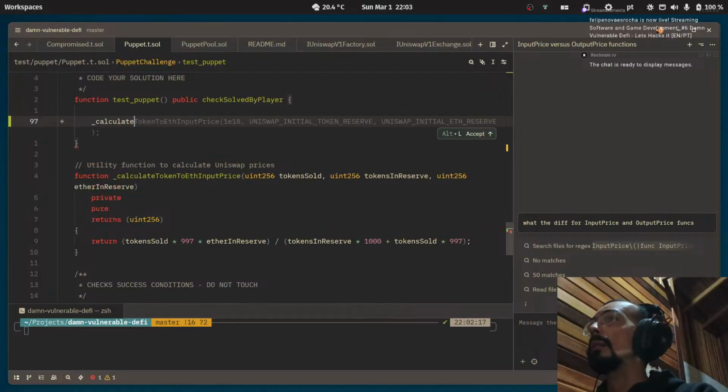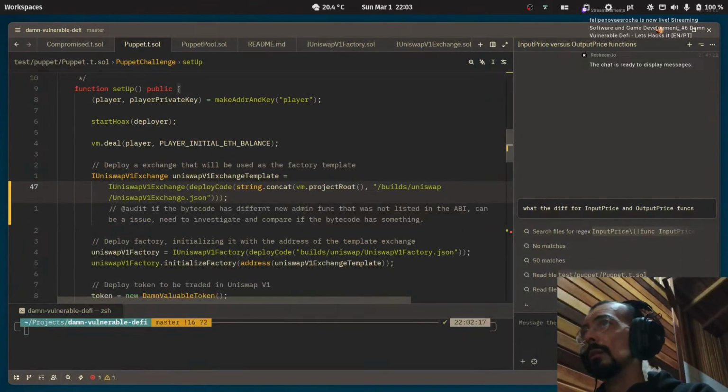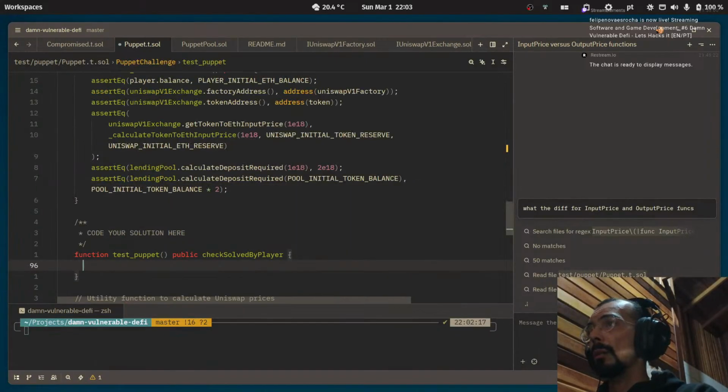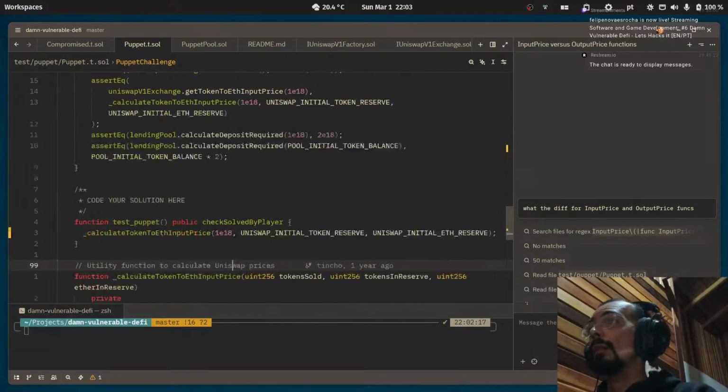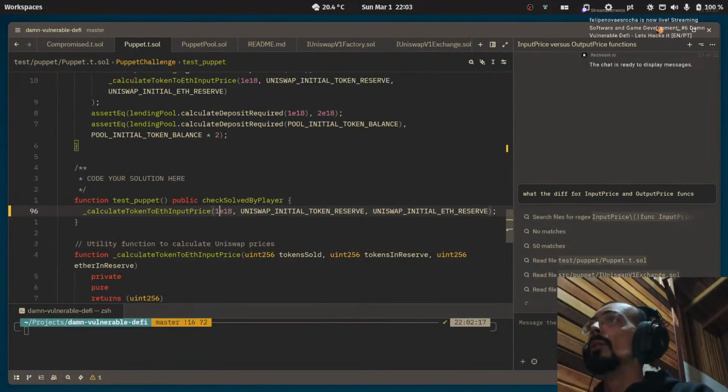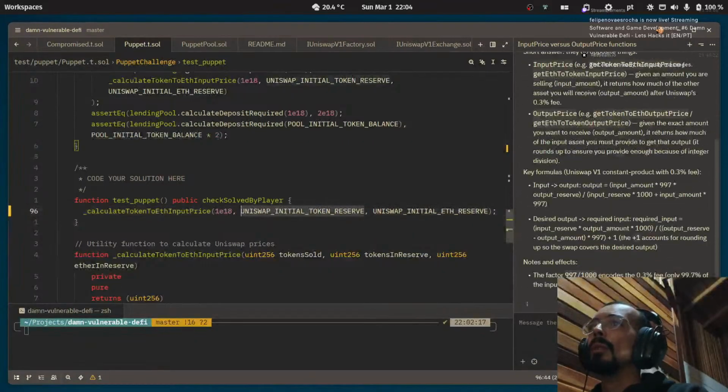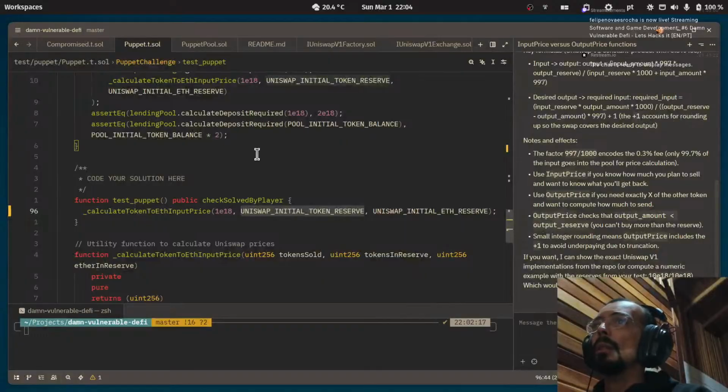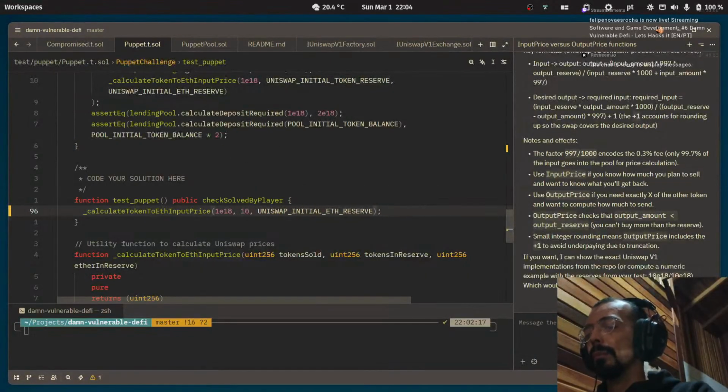Calculate. Yeah, so here, tokens sold. To calculate token to Ether. Okay, so here I am selling DVTs, and I want to know how much it costs in Ethereum depending on how much we have in reserve. So here's the initial reserve. That should be 10 and 10.